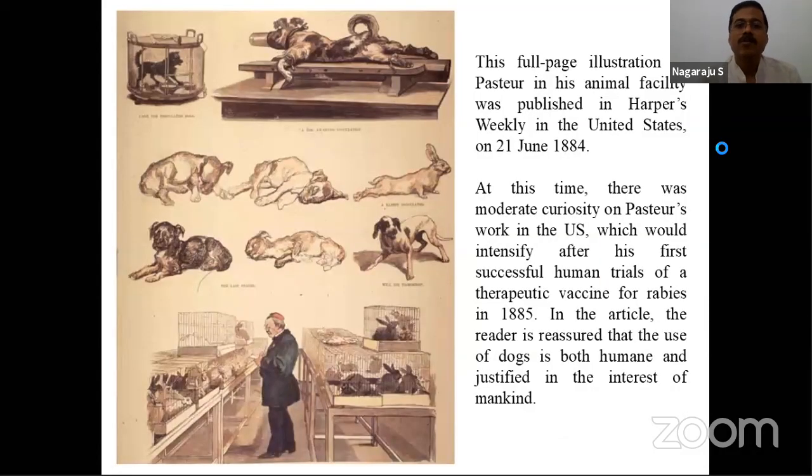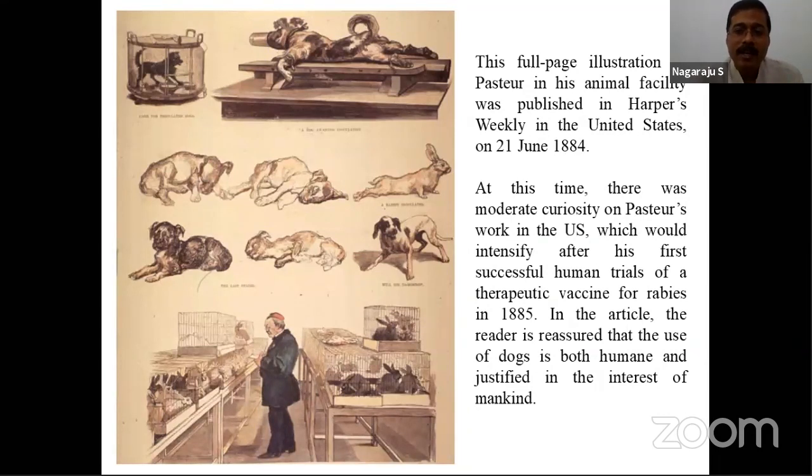So this is full page illustrations of Pasteur. We know Louis Pasteur's work and vaccines for rabies. So all this we know. This is full illustrations of the Pasteur's animal facilities published in 1884.